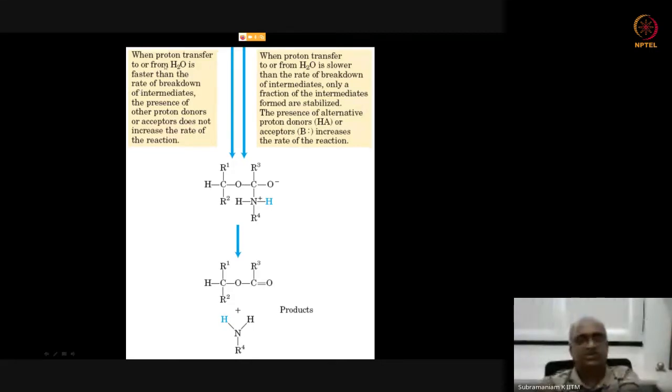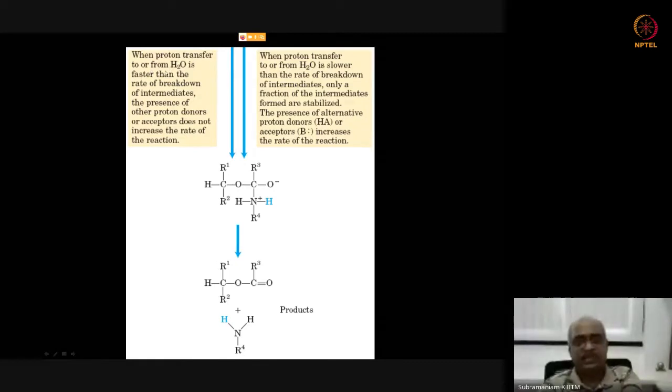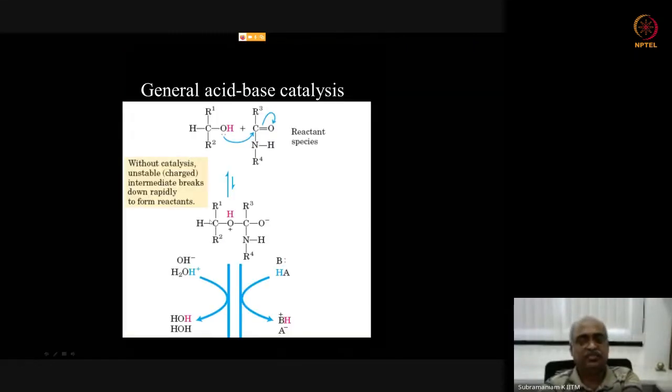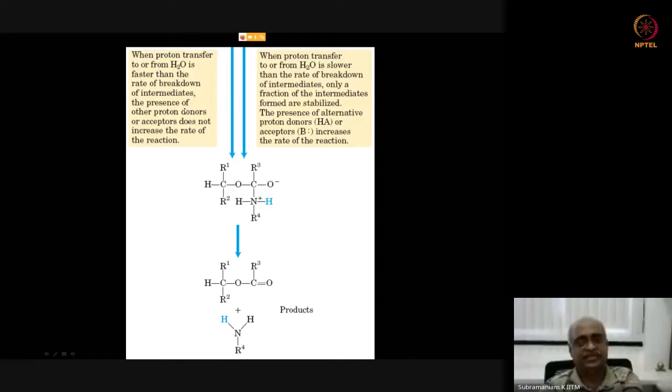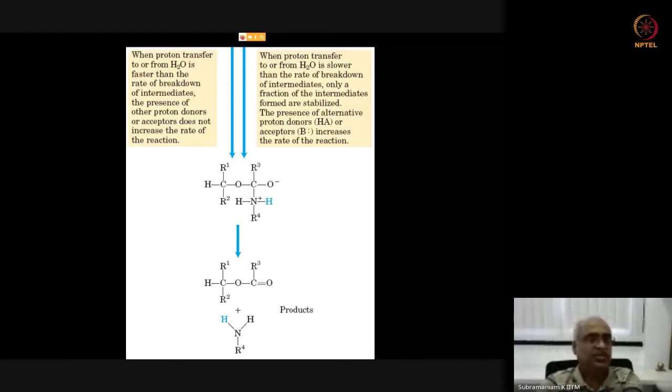So when proton transfer to, I just said this, I just want to read it once more for clarity. When proton transfer to or from water, that is the acceptor or donor situation, is faster than the rate of the breakdown, like from here going back, if this is slower than transfer to water, then it readily happens in water itself. You don't need to have any other proton acceptor or donor. Their presence doesn't help because the rate of transfer to water is faster and water is there aplenty. So you're not going to have something that can do better than water.